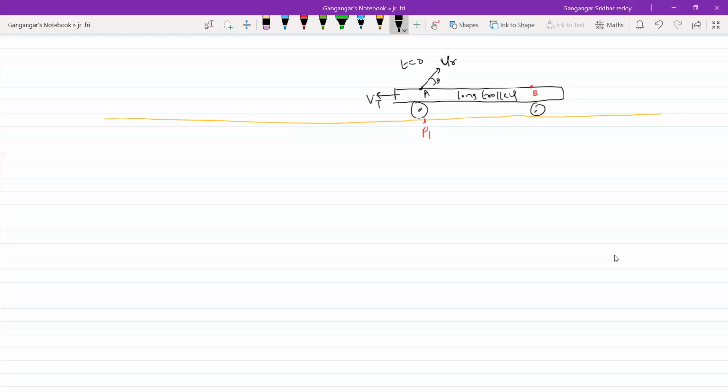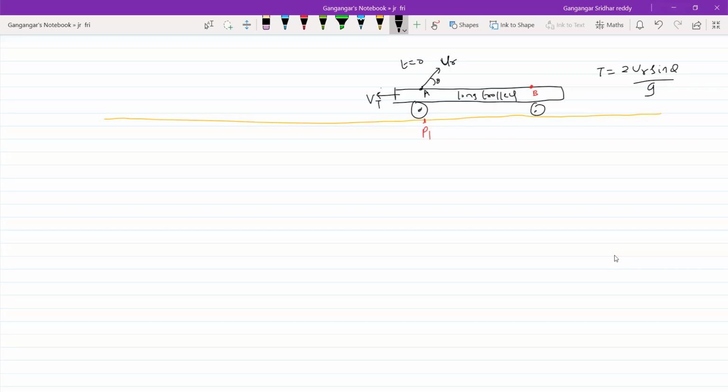Determine time of flight. 2 ur sine theta by g. The time is absolute. No, you measure in either trolley frame or ground frame, the time will be the same. Okay, let's go for the calculation part.